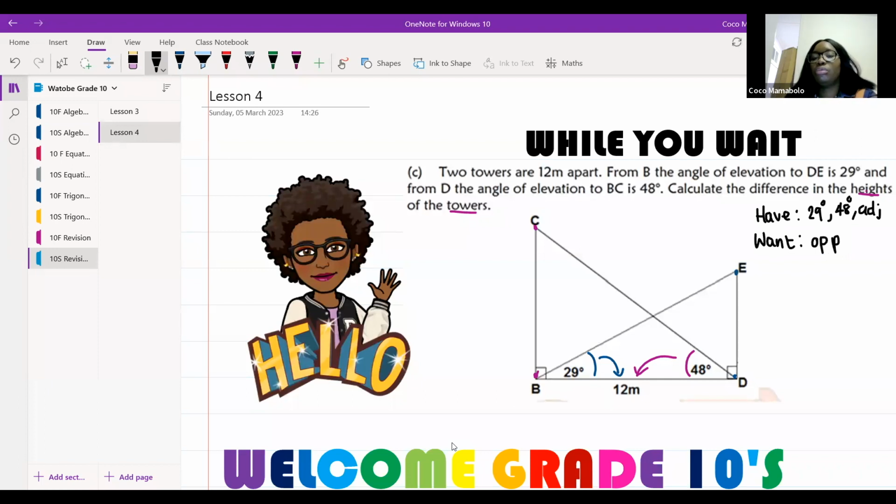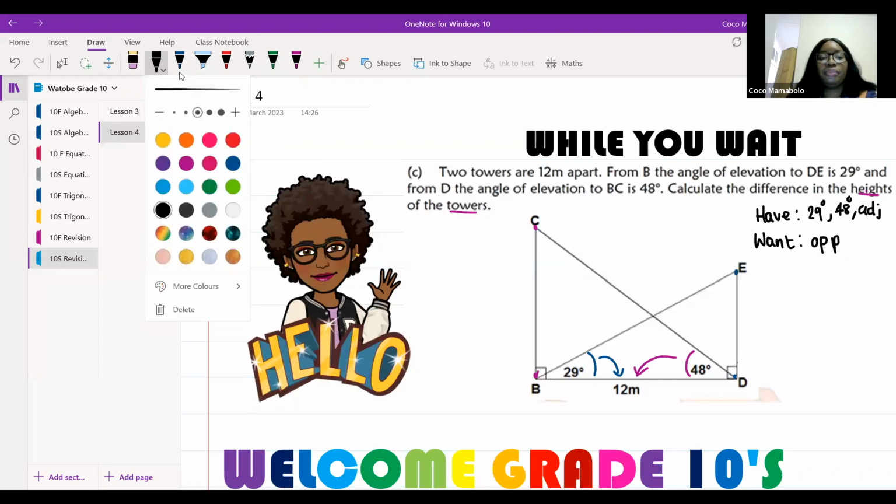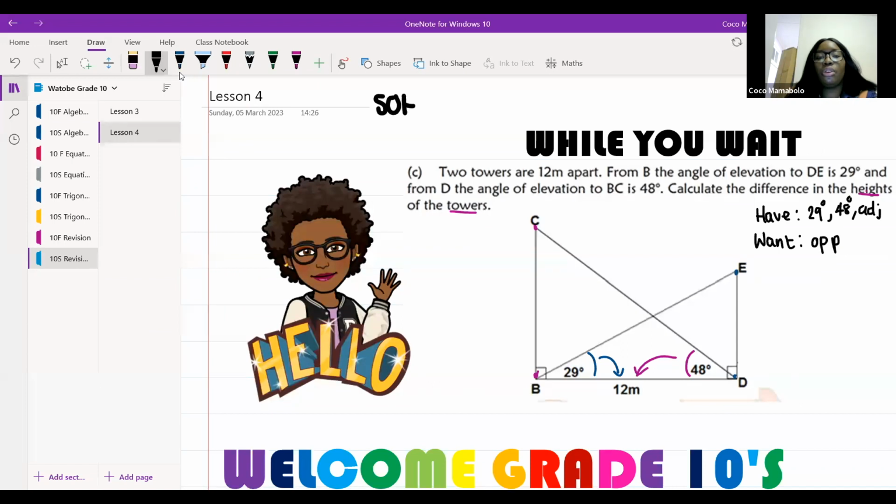So let's think about SOH CAH TOA. Which one of these are we going to use? Which one of them uses the opposite and the adjacent? So the sine, the cosine, or the tangent. Rita, you're on the money today. Good. We're going to use tan to calculate for both of them.